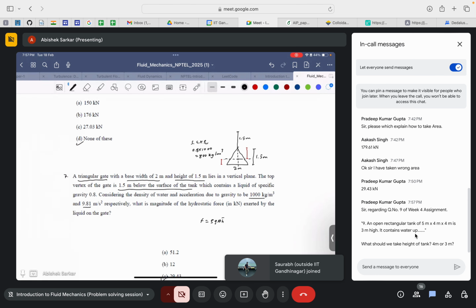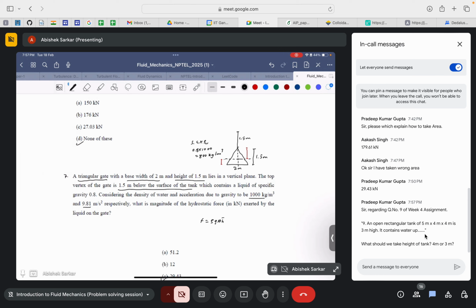Okay, so an open rectangular tank is 3 meter high in water of... okay, what should we take as the height of the tank? Open rectangular tank, I don't know, I haven't checked the question. So height of tank, see, this depends on the question. I don't know what the question is.